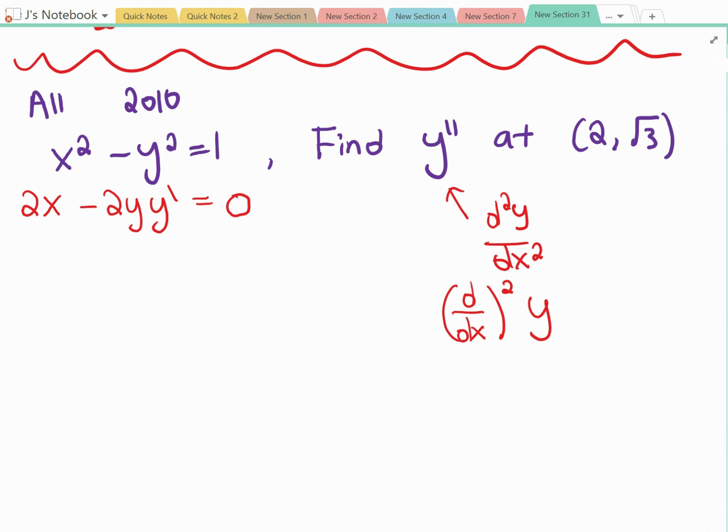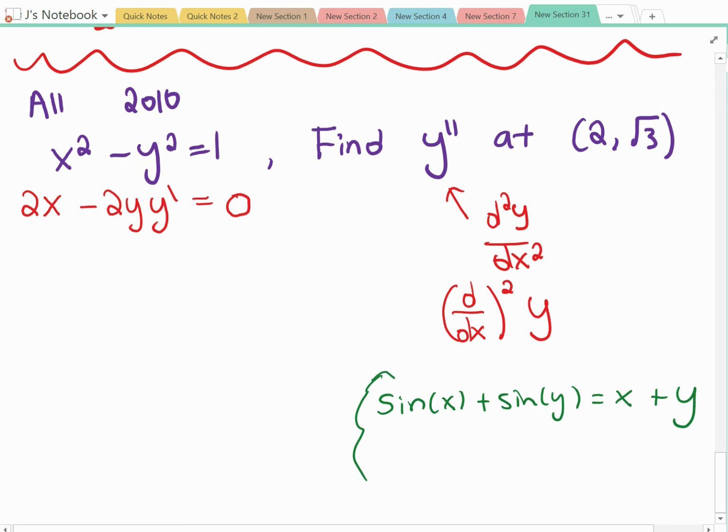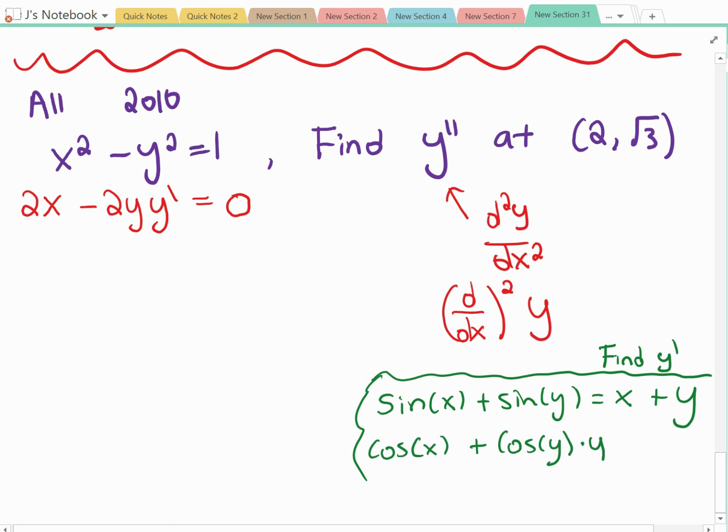So here's an aside, not connected to this. Say you have sine of x plus sine of y is equal to x plus y. A disconnected question, nothing to do with this, not directly. And we're asked to find the derivative, so find y prime. We'll take the derivative of all the pieces of this. The derivative of sine of x is cosine of x. What's the derivative of sine of y? Cos of y, right? Or cos of y times y prime.